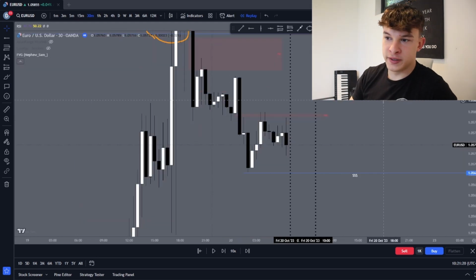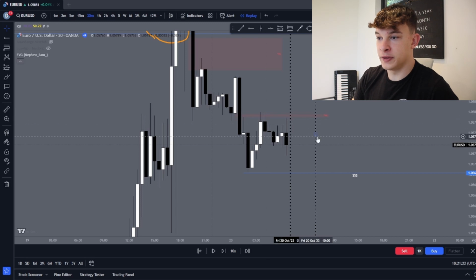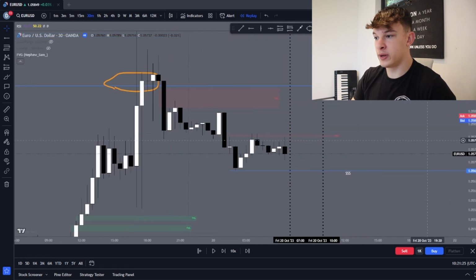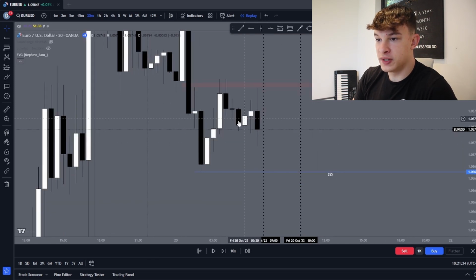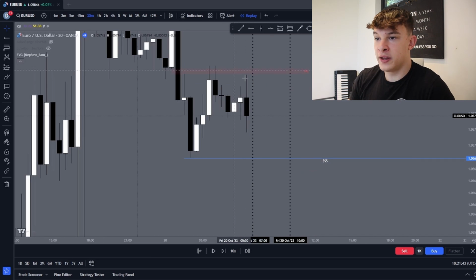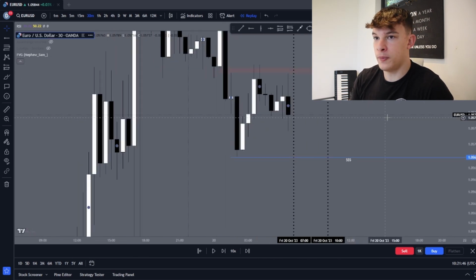If you're familiar with ICT's concepts, you'll know that 7 AM until 10 AM UK time is when we trade London. The next thing I did was mark out liquidity. It wouldn't be this low here because we'd already taken it out. We had liquidity to the upside here, but my bias was bullish based on the previous analysis we've just been through, and so I put my liquidity level right down here.